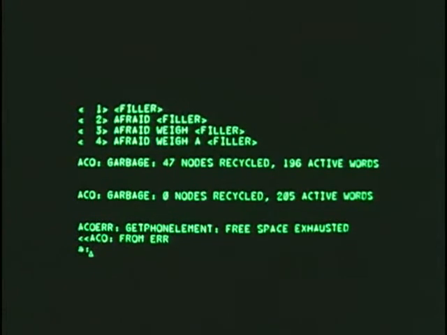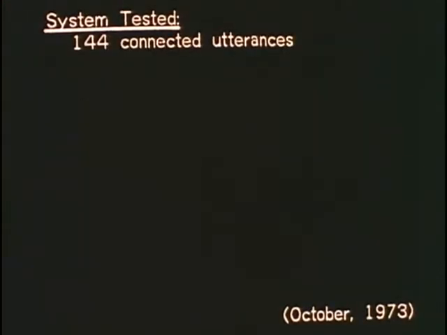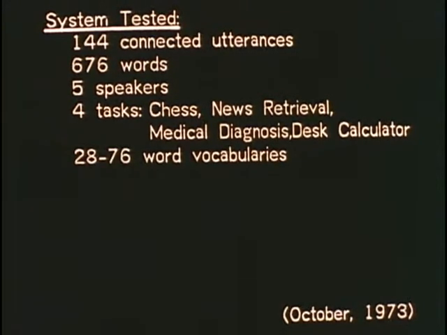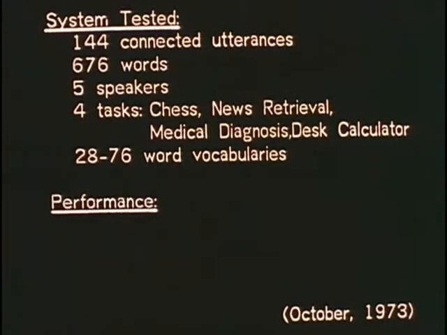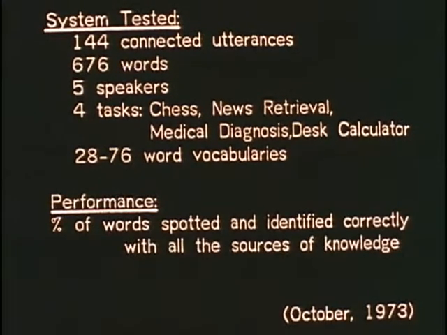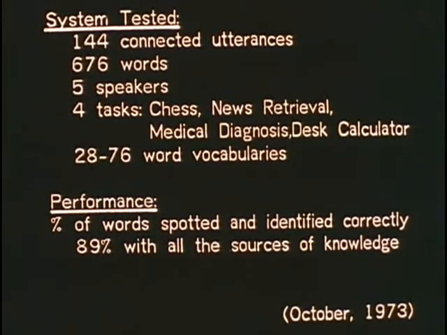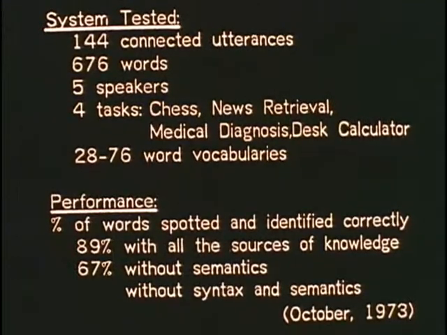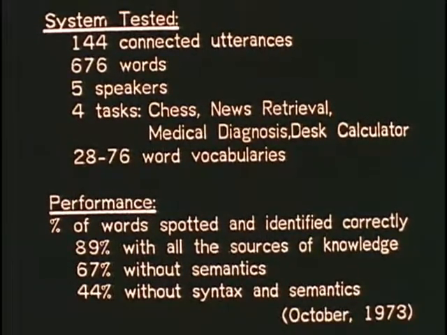To date, the system has been tested on 144 connected speech utterances containing 676 words, spoken by 5 speakers, and consisting of 4 tasks with vocabularies ranging from 28 to 76 words. On the average, the system seems to locate and identify about 89% of the words correctly with all the sources of knowledge. Without semantics, the accuracy decreases to 67%. It decreases further to 44% when neither syntax nor semantics are used in the recognition process.